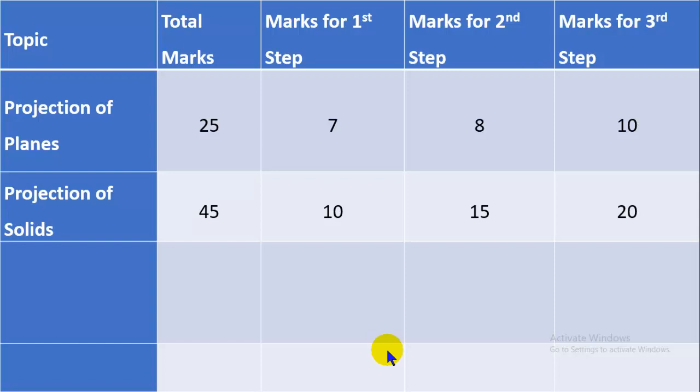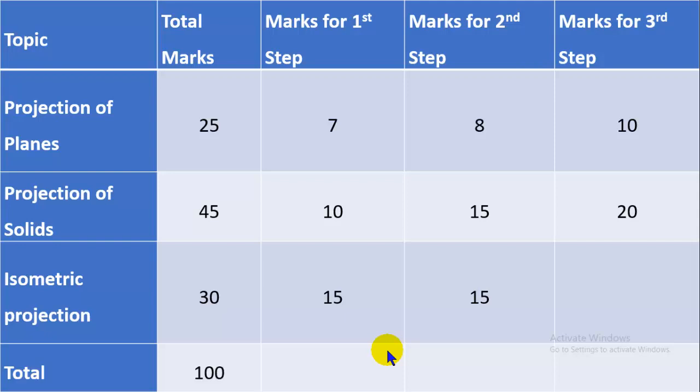Then coming to the isometric projection, 30 marks is there. Here it will have only 2 steps, that is, 2 combinations they will give. Earlier there were 3 combinations. Now in the syllabus they reduced it to 2 combinations, that is, 2 separate solids they will give. We need to draw the isometric view of those 2 solids. If you do one solid, you will get 15 marks, and if you do the second solid, again you will get 15 marks, total 30 marks.